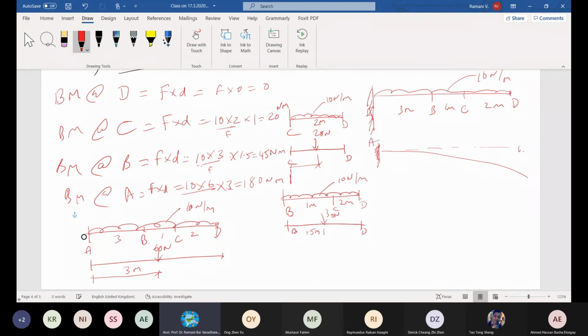From A to D, this is bending like this. Correct me if I'm wrong. What type of bending is it? Is it hogging or sagging, Gamal?